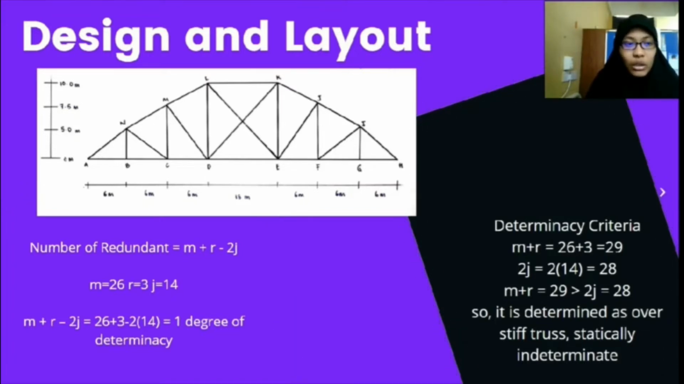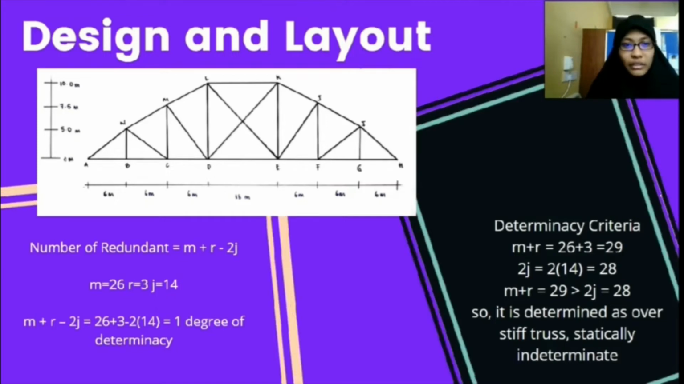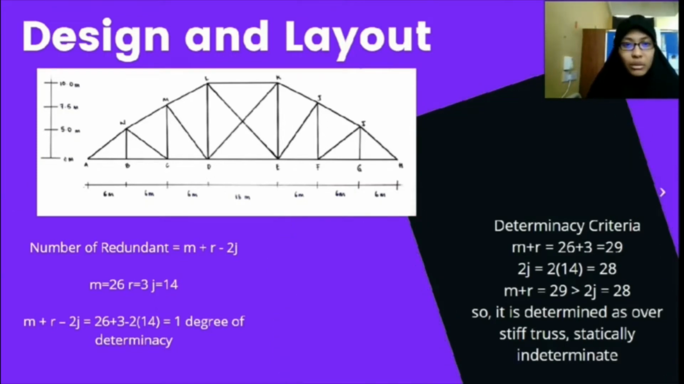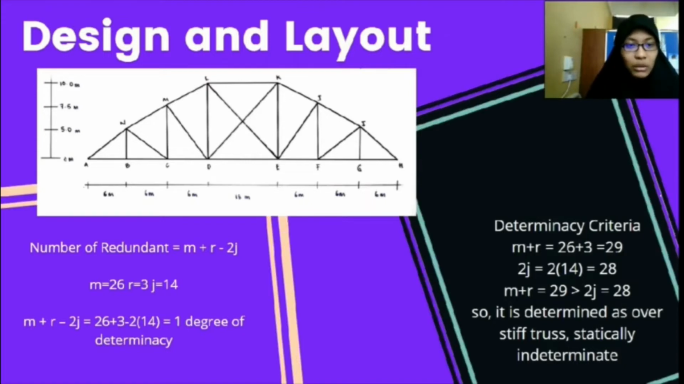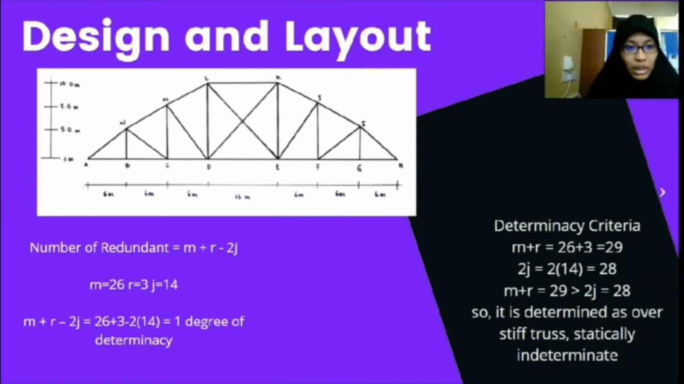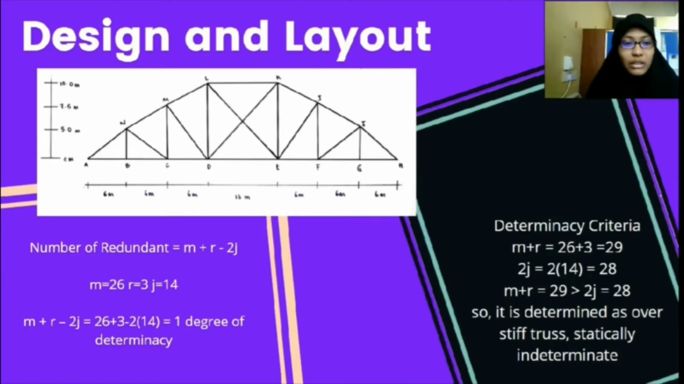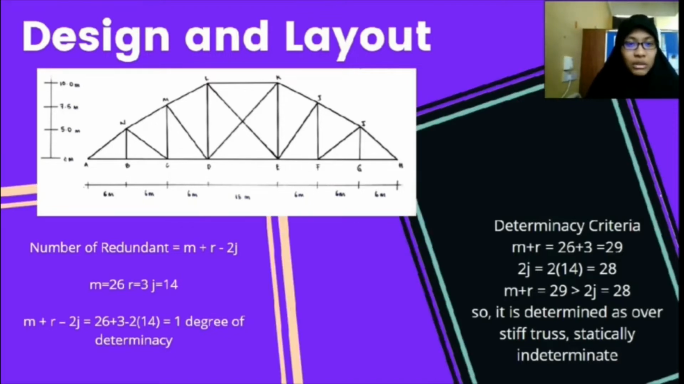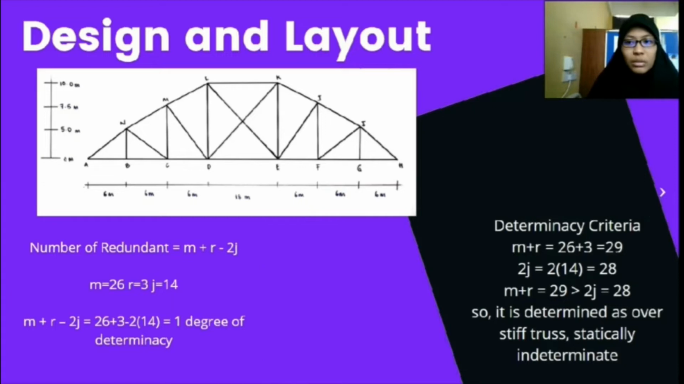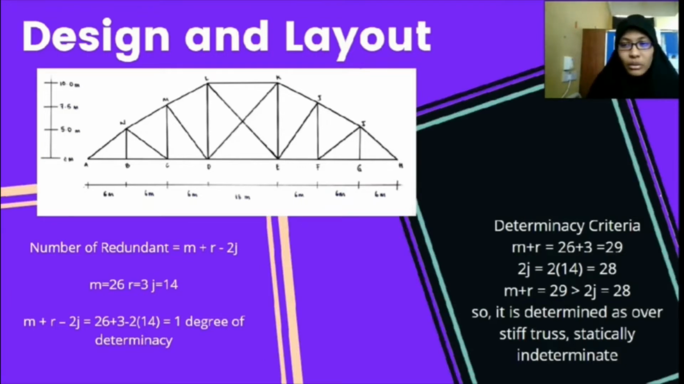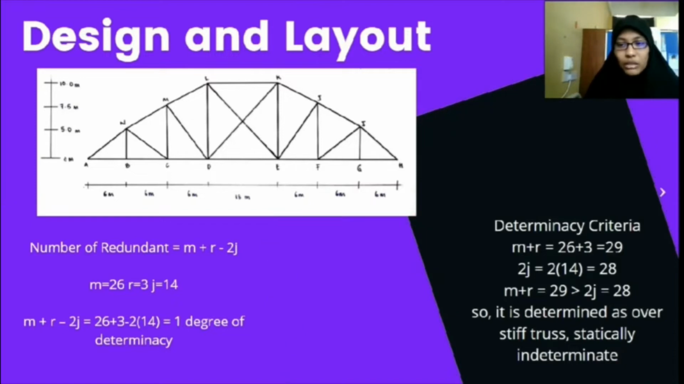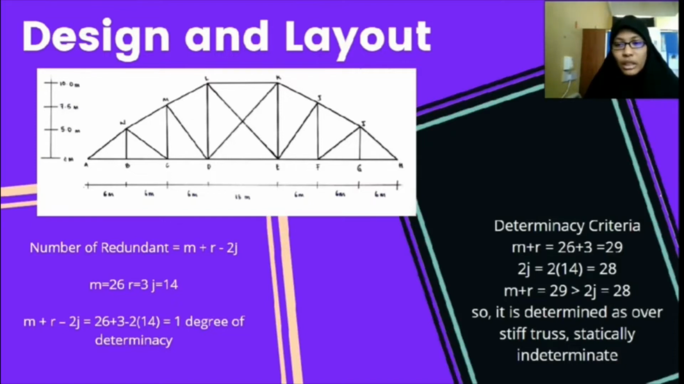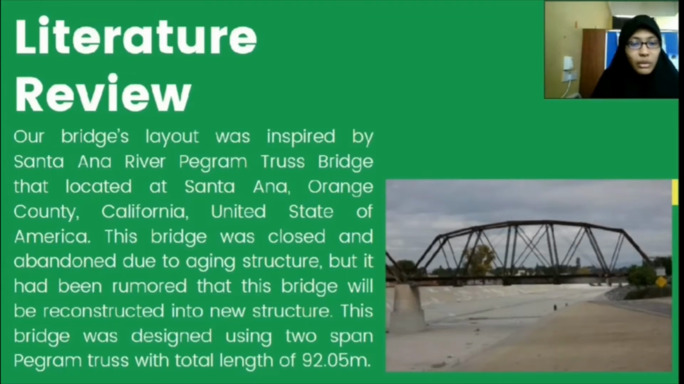Next, we calculate the number of redundants using the formula m plus r minus 2j, where m is 26, r is 3, and j is 14. We substitute the values and get 1 degree of indeterminacy for our bridge. Next, we calculate the determinacy criteria for our bridge. We compare m plus r with 2j, and we can determine that our bridge is an over-stiff truss with statically indeterminate.